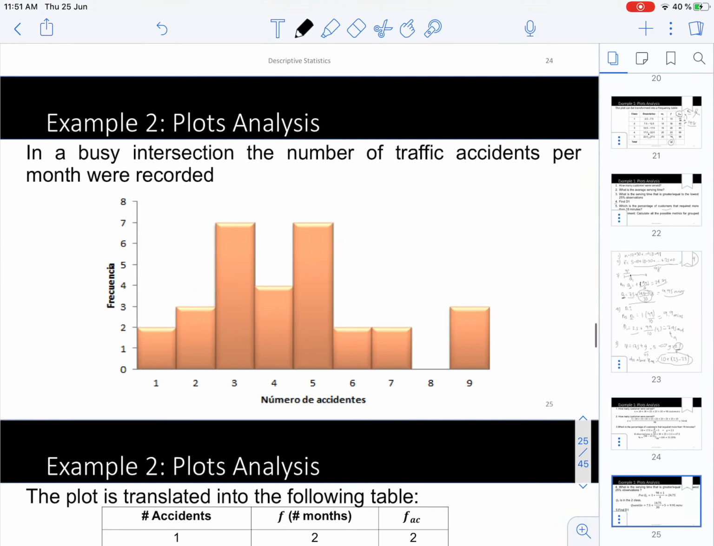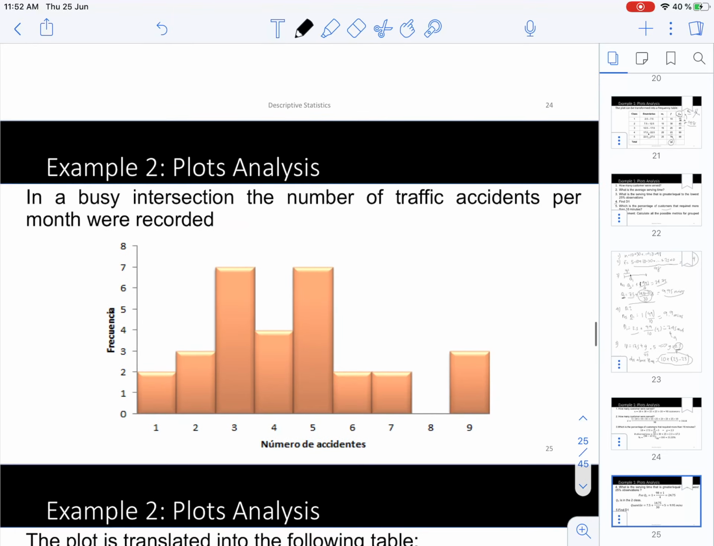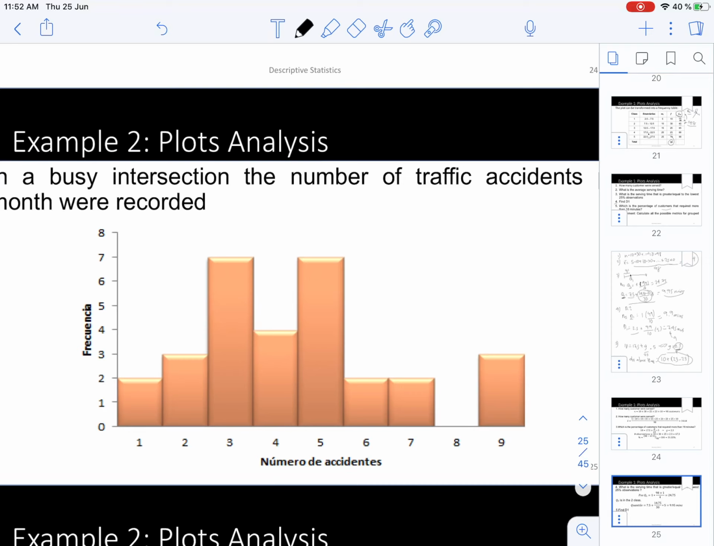All right, let's check the second and final example here. In a busy intersection, the number of traffic accidents per month were recorded. All right, we know these numbers. We're given the table. Now we're given the plot. With this plot, we can get the table easily, right? Number of accidents, that's a discrete variable. So most likely we're going to use an ungrouped frequency table, right?